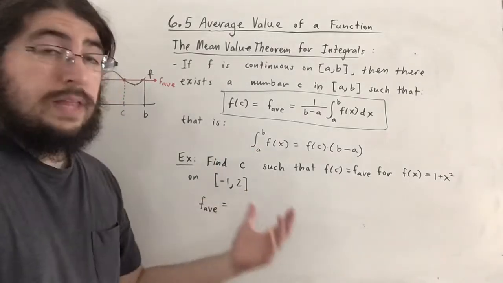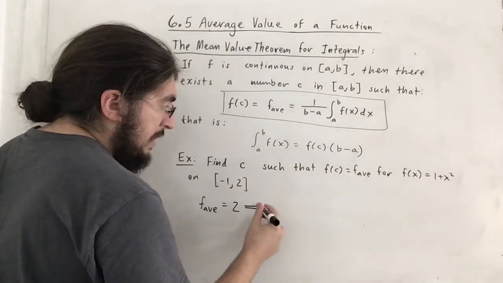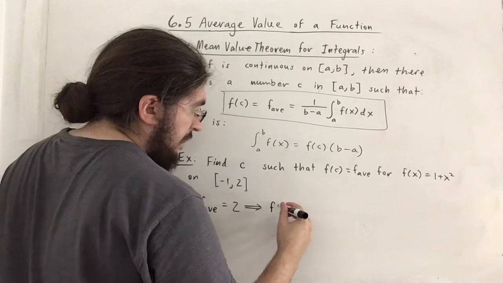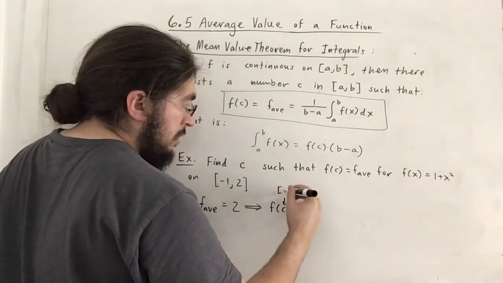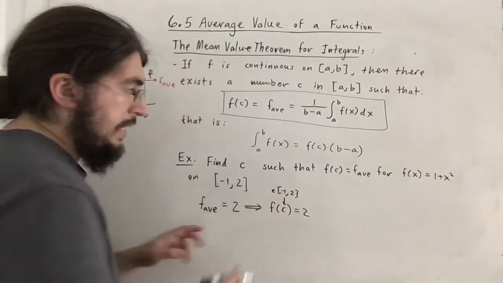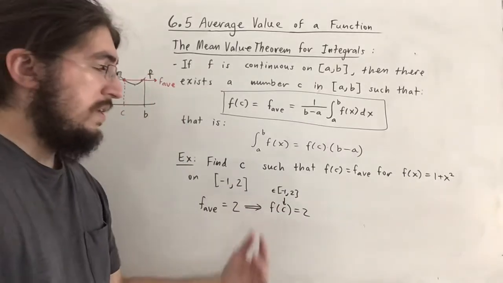We found that it ended up being 2. So now we're going to say that by the mean value theorem, there exists a c such that f of c is equal to 2. And this c has to be in the interval -1 to 2. So remember that symbol means in. So c is in this interval. So we only want to take values that are in between -1 and 2.